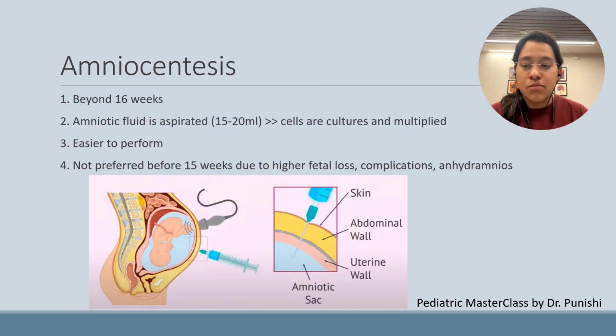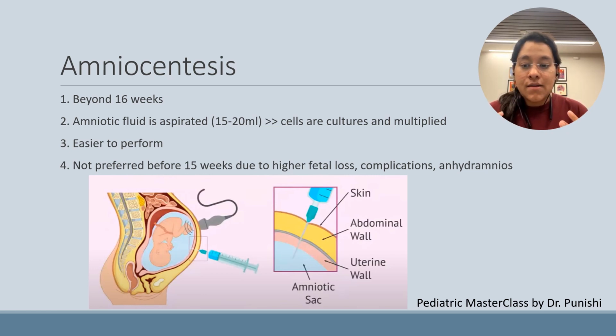Whereas on the other hand, amniocentesis is usually done beyond 16 weeks of gestation, where about 15 to 20 ml of amniotic fluid is aspirated, and then those cells are cultured and multiplied. What we find in the amniotic fluid are the fetal cells which are shed off from the surface and the skin of the fetus, and that is why the diagnostic yield of an amniocentesis sample is lesser than CVS, and that's the reason why these cells need to be cultured and multiplied so that we're able to get good results.